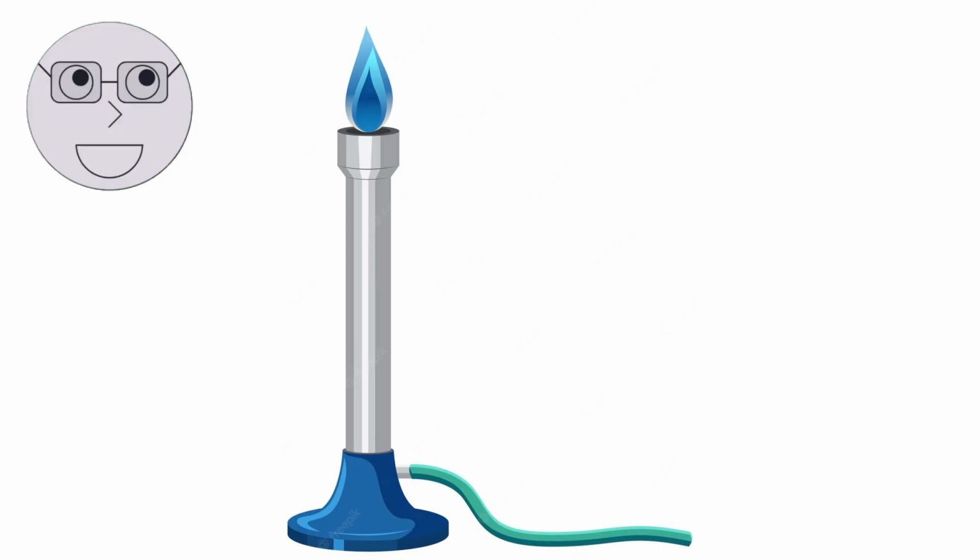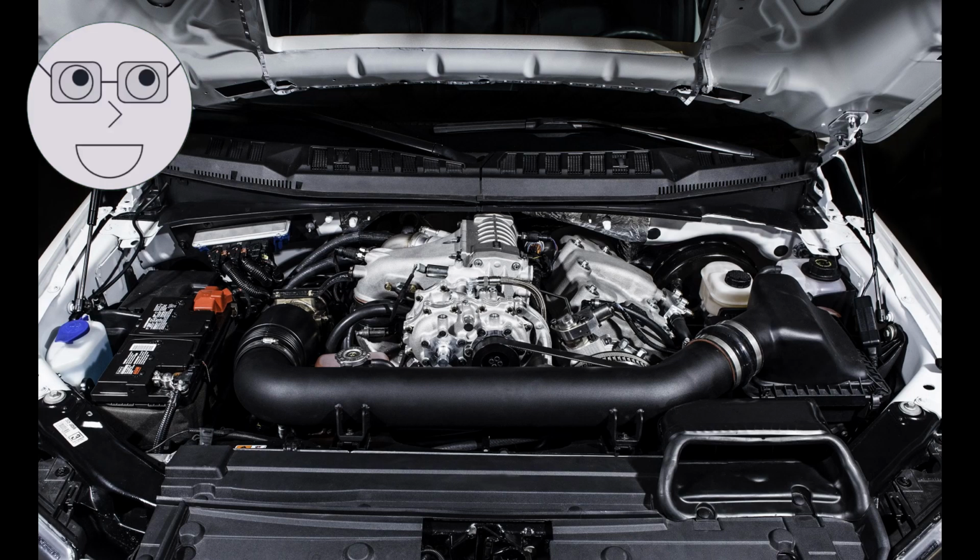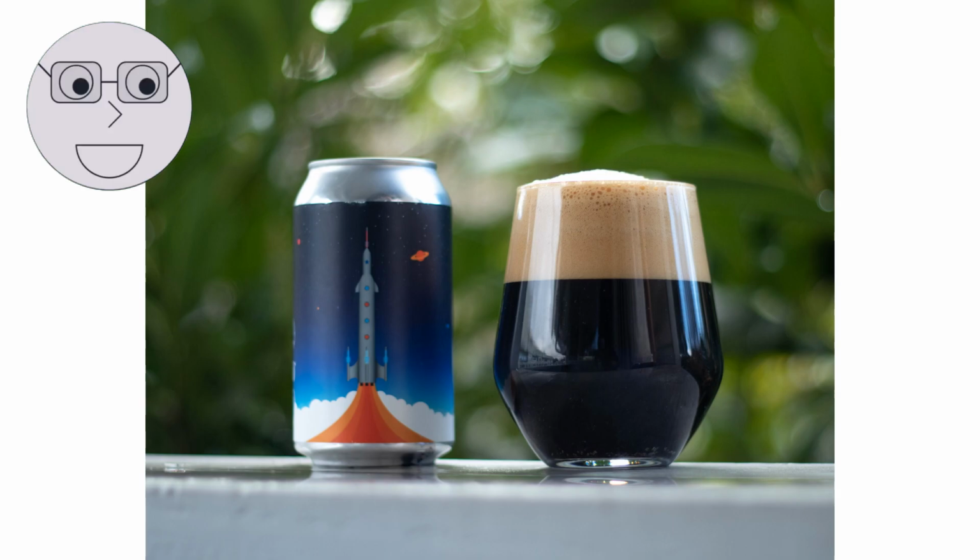In a laboratory setting, a Bunsen burner uses natural gas as the fuel and oxygen from the air to produce a flame. In a car engine, gasoline is the fuel that reacts with oxygen to produce the energy that powers the vehicle. Even in space, rockets use the fuel and oxidizer to produce the thrust needed to escape Earth's gravity.